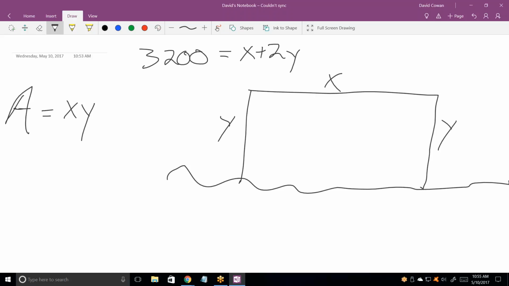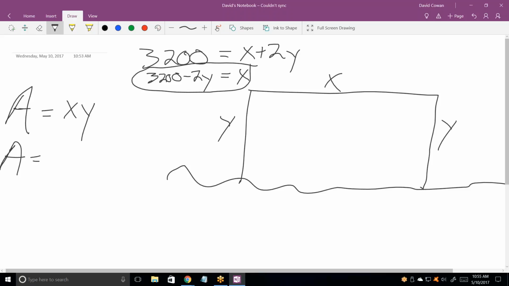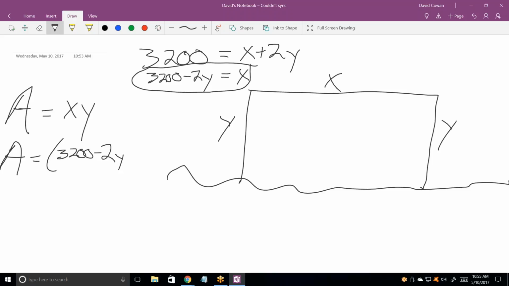Okay. Now, that allows me to solve for x. X as a function of y is 3200 minus 2y. Okay? That's key because now I can go and plug that in for x, and I will have a function that's totally in y. And then I can take the derivative, set it equal to 0, and solve for it.